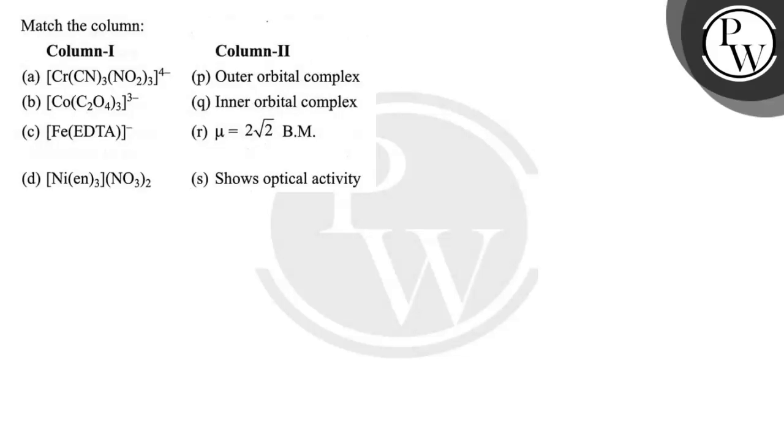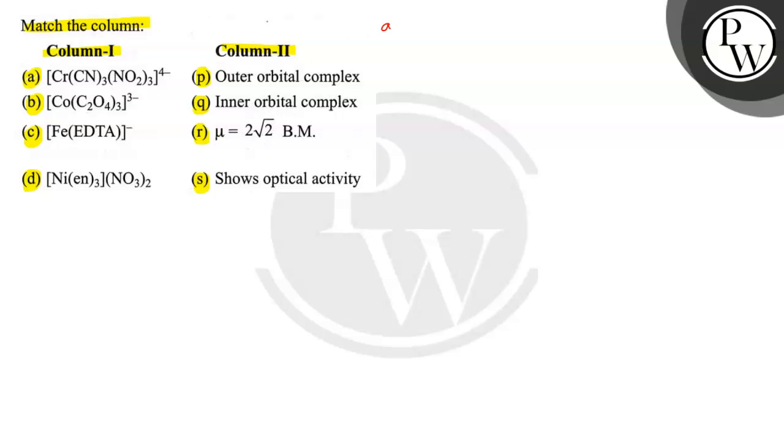Hello बच्चों, let us see this matching type question. Match the column 1 with column 2. Column 1 में दिया है complexes ABCD. हमें मैच करना है PQRS में जो properties के बारे में, mu के बारे में, optical activity, inner orbital complex और outer orbital complex, ये हमें बताना है. Okay, let us solve this question.